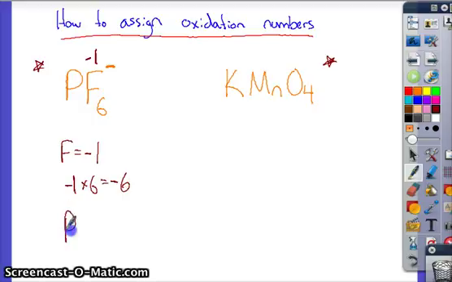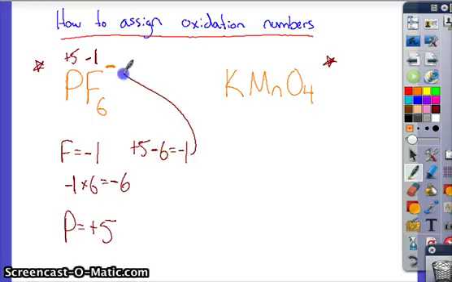And you say, all right, phosphorus, for this to work out, would have to be a +5. Because a +5 minus 6 would equal -1, which would be your charge of your overall ion.